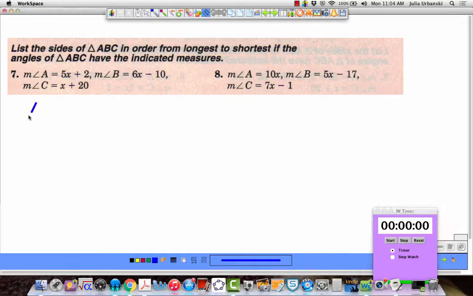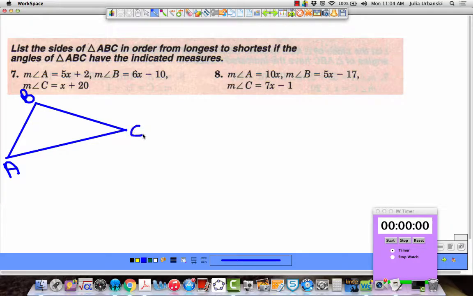Problem number 7, make yourself a triangle. It doesn't really matter what it looks like. It just has to have 3 sides and 3 angles labeled A, B, and C. I'm going to go ahead and put that information into my picture. A is 5x plus 2. B is 6x minus 10. C is x plus 20.